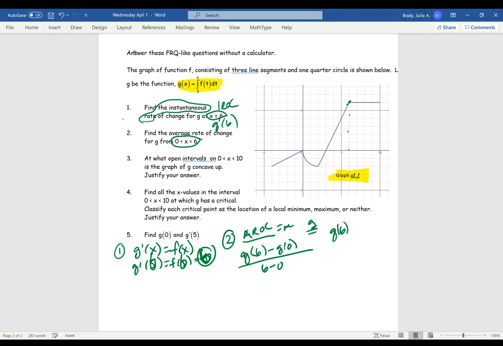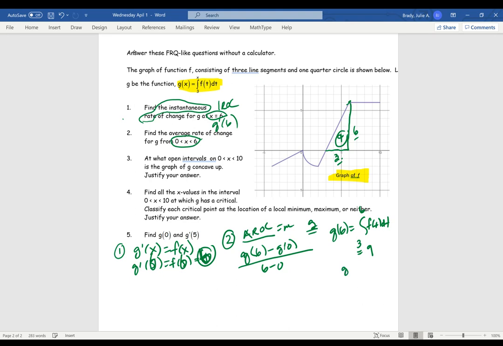G of 6 is from 3 to 6 of f of t dt. So let's look. Here we are at 3. We're going to go to 6. So we're going to use area. So this is 3 by 6. 3 times 6 is 18, so this is 9.